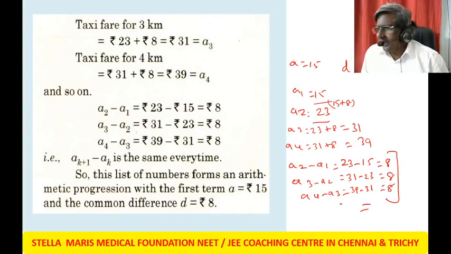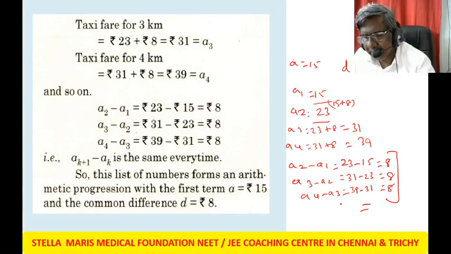So, it is an AP. Clear? The first sum is an AP. You are adding 8 kilometers, so naturally it will be an AP.